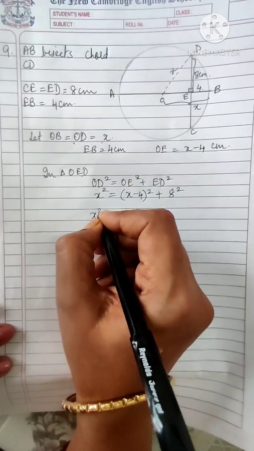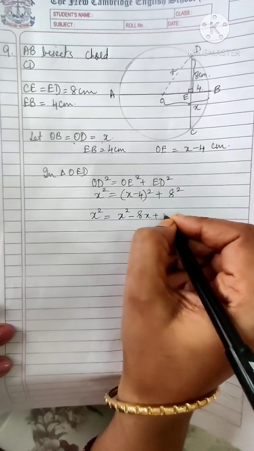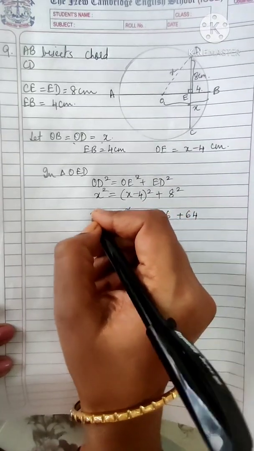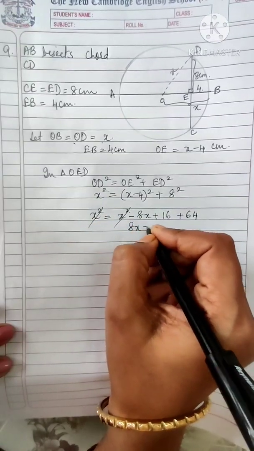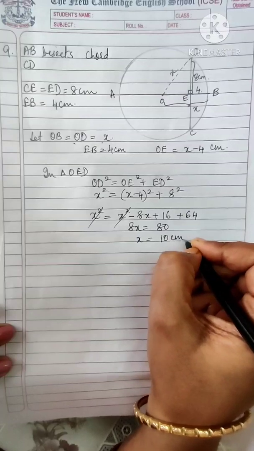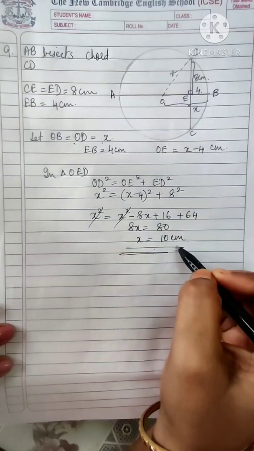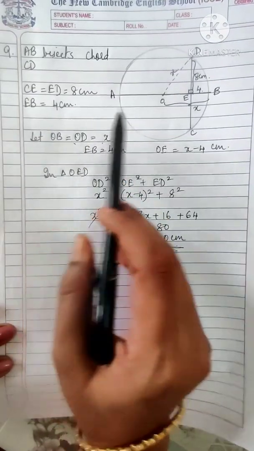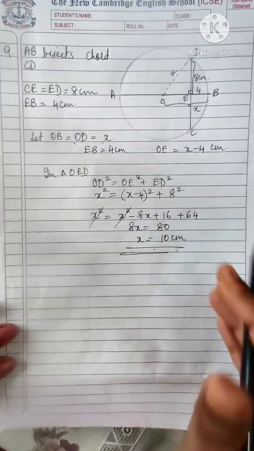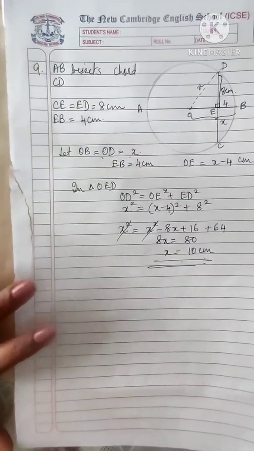Solving this, x square is equal to x square minus 8x plus 16 plus 64. x square and x square gets cancelled. 8x is equal to 80. x is equal to 10 centimeter. So you have got the radius of the circle as 10 centimeter because the radius is OB and OD, which we have taken as x.